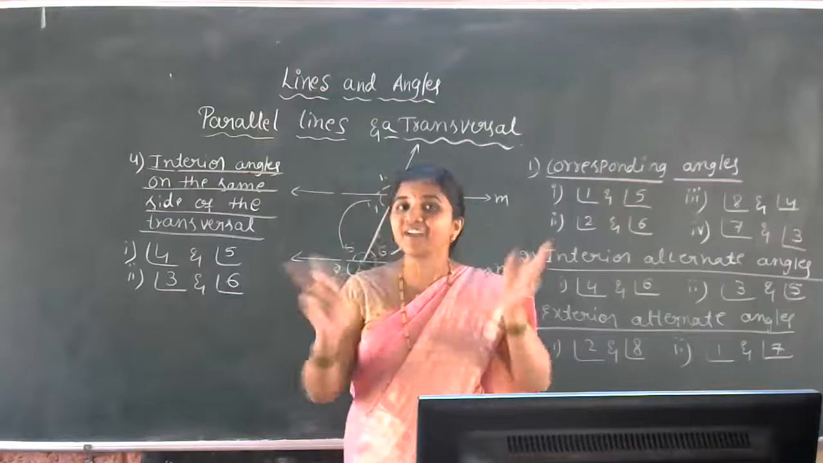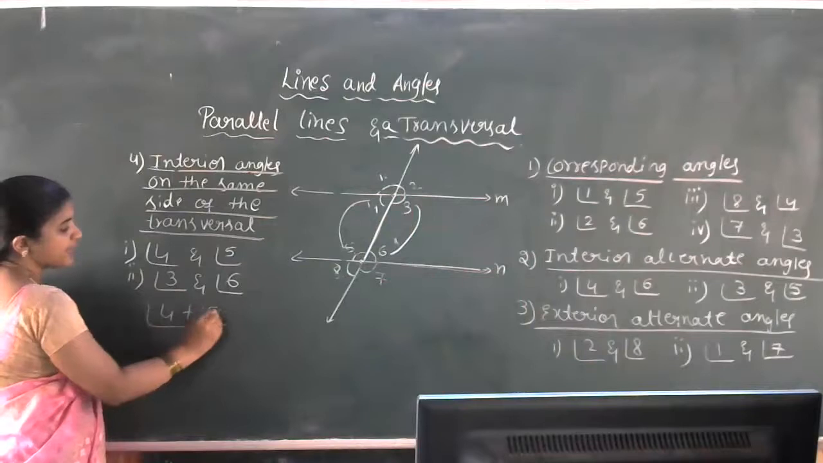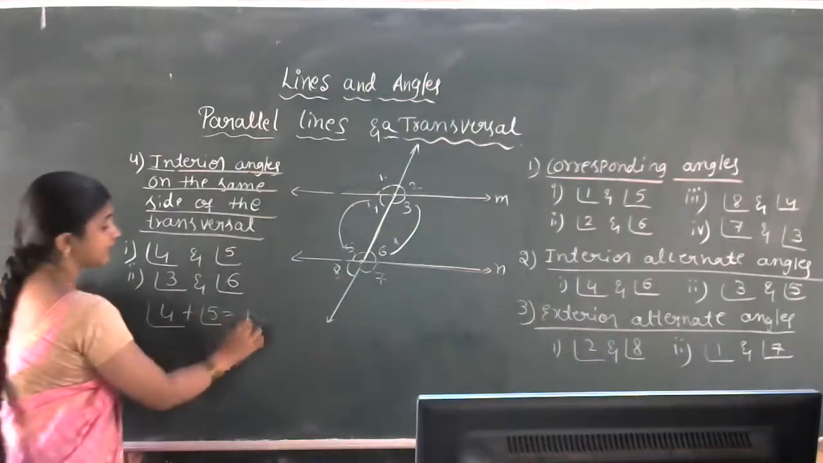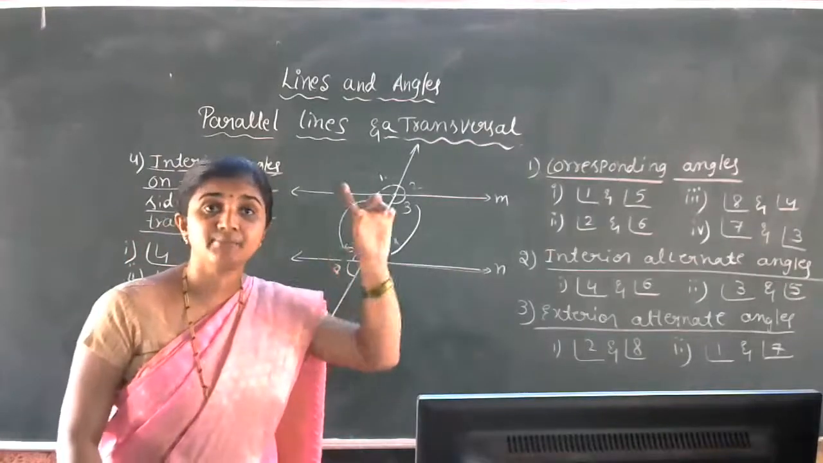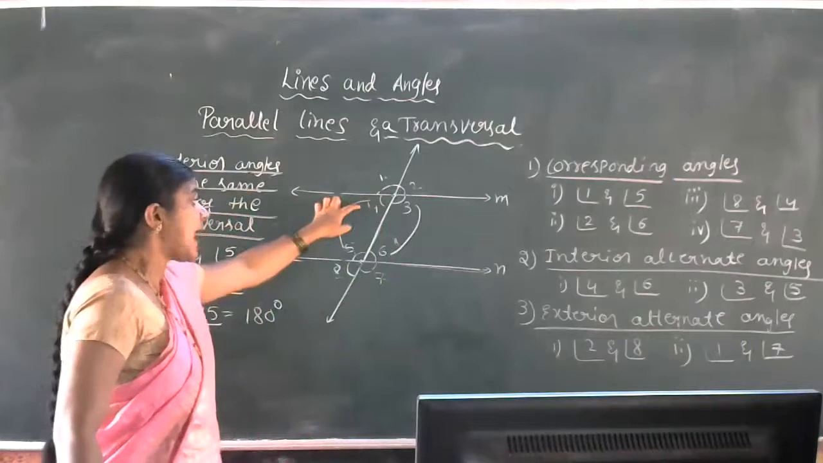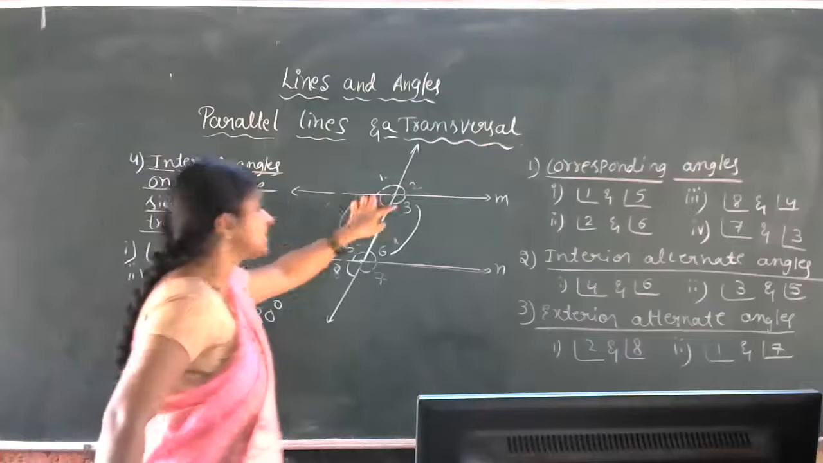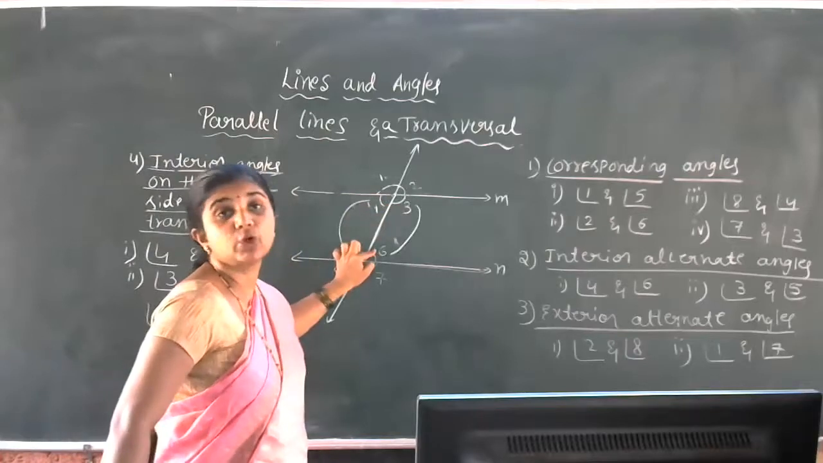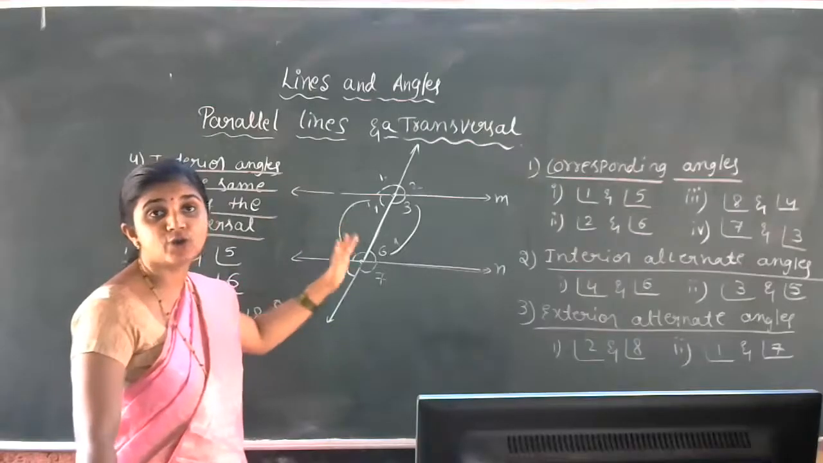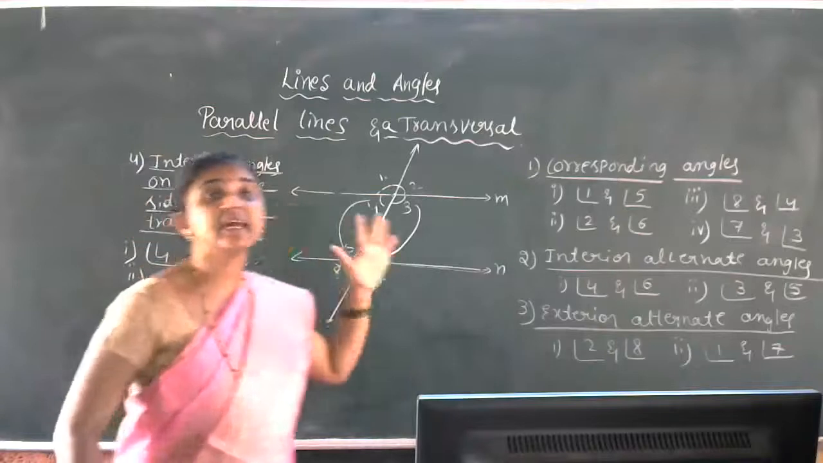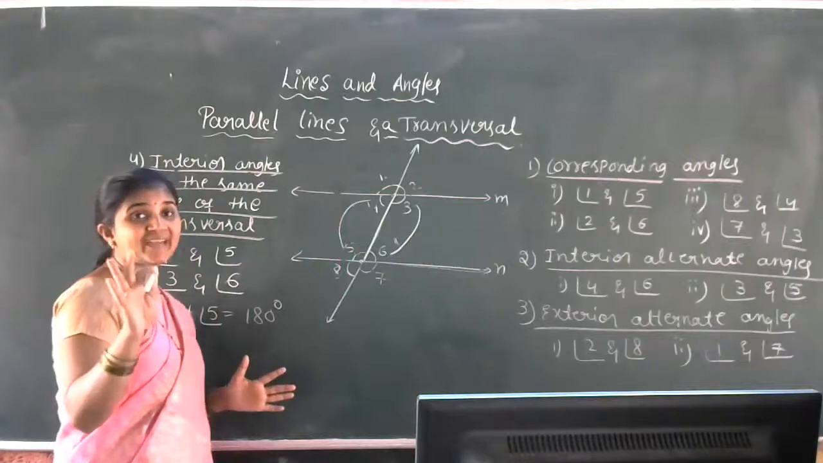4 and 5 are not equal, but the sum of the interior angles on the same side of the transversal is always 180 degrees. Very, very important topic. So angle 4 plus angle 5 is equal to 180 degrees. Angle 3 plus angle 6 is equal to 180 degrees. For most of the problems, we are taking the help of this concept. The sum of the interior angles on the same side of the transversal is always equal to 180 degrees.